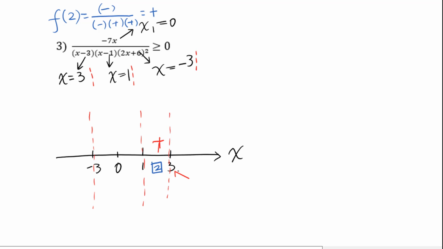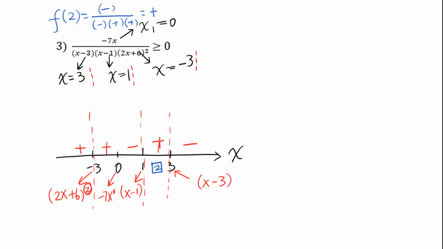Check 3. The factor is x minus 3, single power. There's a sign change. Check this 1, still single power. There's a sign change. For this 0, you get negative 7x to the first power, still single power, sign change. For negative 3, we get 2x plus 6 squared, even power, which means there's no sign change at negative 3. So this is a positive.